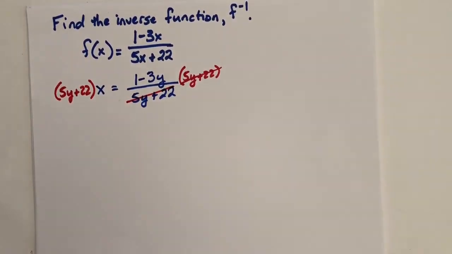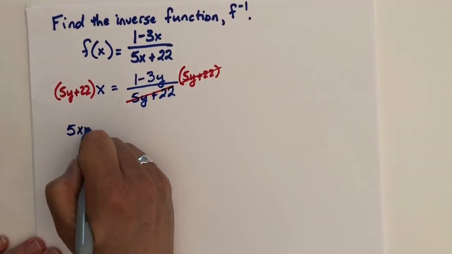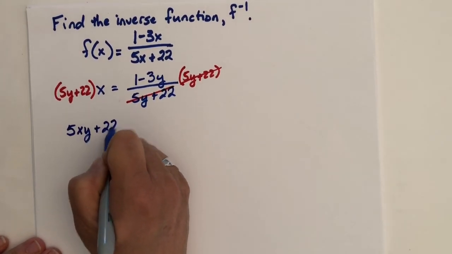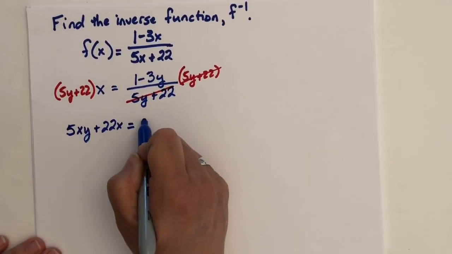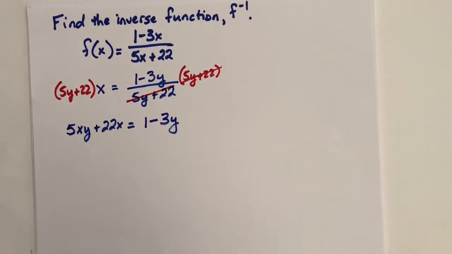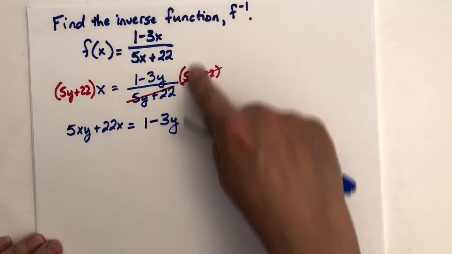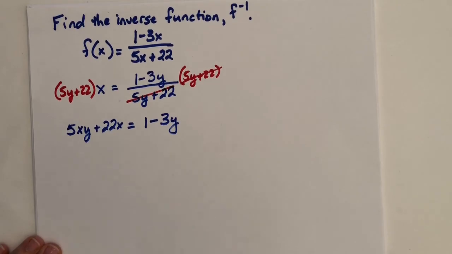So these cancel. And we'll distribute our x. So we have 5xy plus 22x equals 1 minus 3y. Don't lose sight of the goal. The goal is to solve for y. Sometimes halfway through, people forget what they're doing and they solve for x, and they end up right back where they started from. But our job is to solve for y.